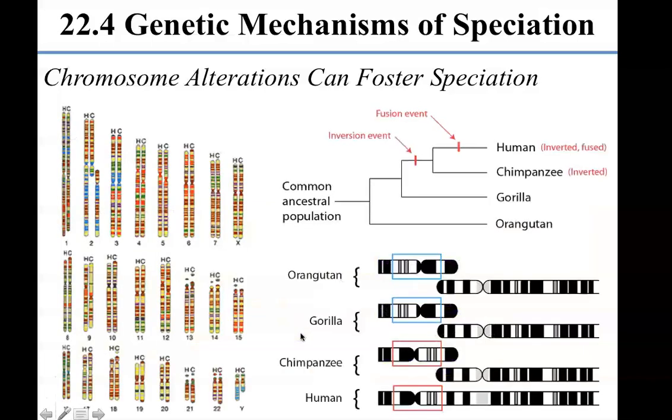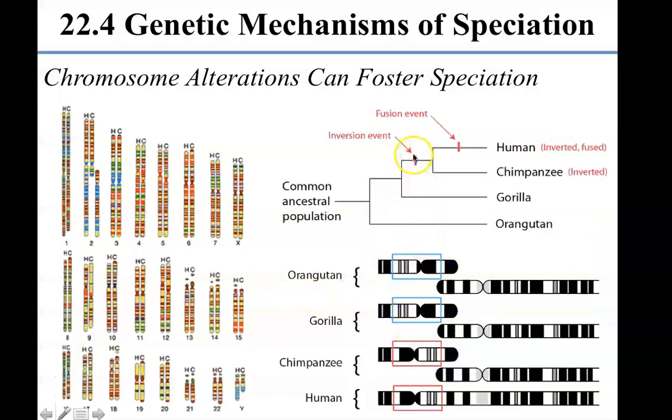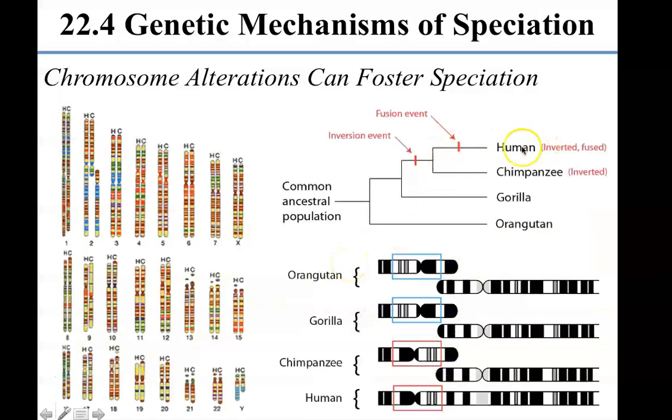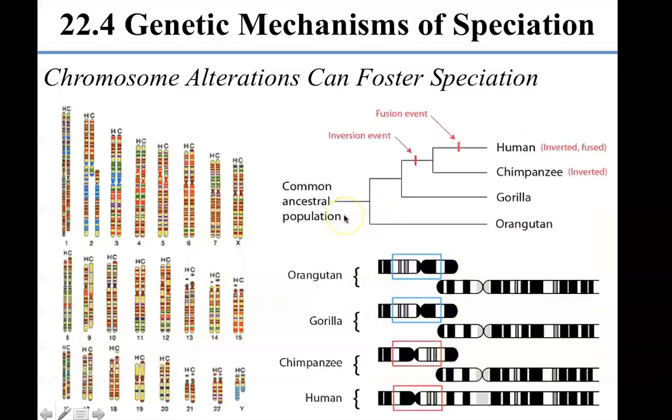You can see it again here. This is the same data. So gorillas and orangutans inherited chromosomes that look like this and this, whereas there was an inversion event that gave rise to the common ancestor of humans and chimps. So again, the inversion event was this got flipped to look like this. And then somewhere in the human lineage, there was a fusion where these 2 chromosomes fused into 1.